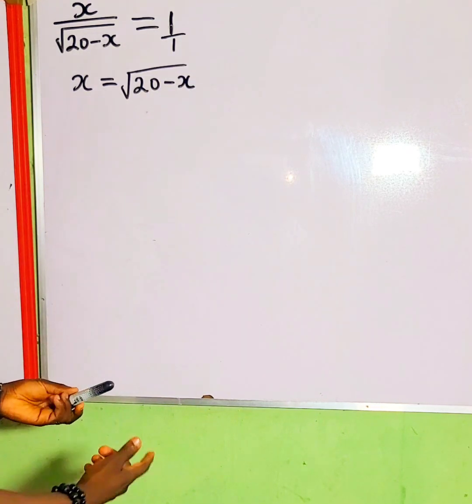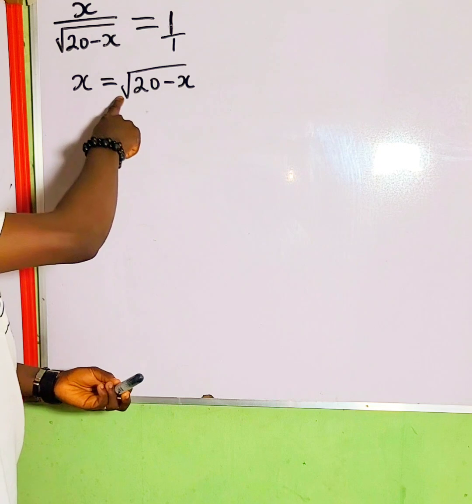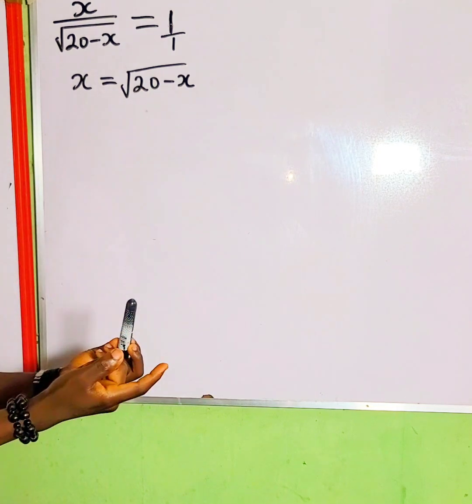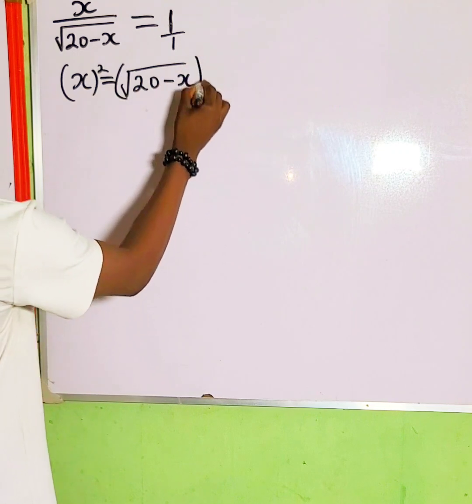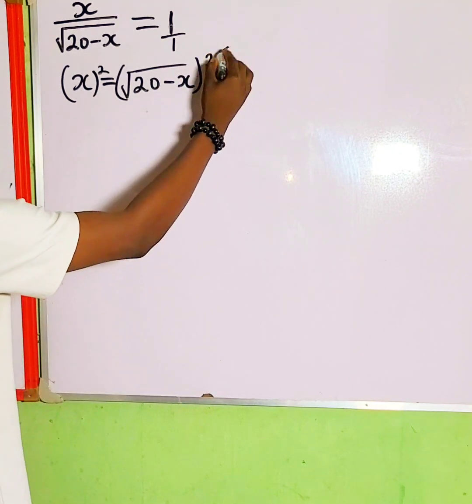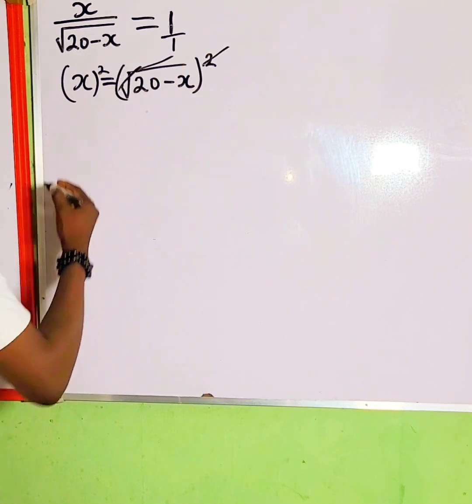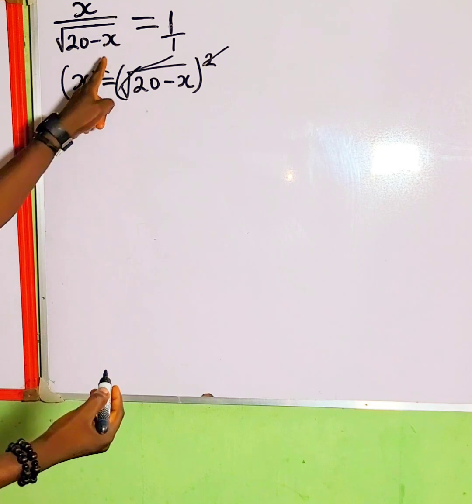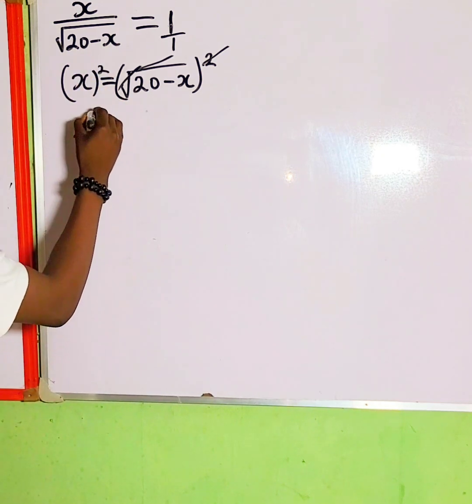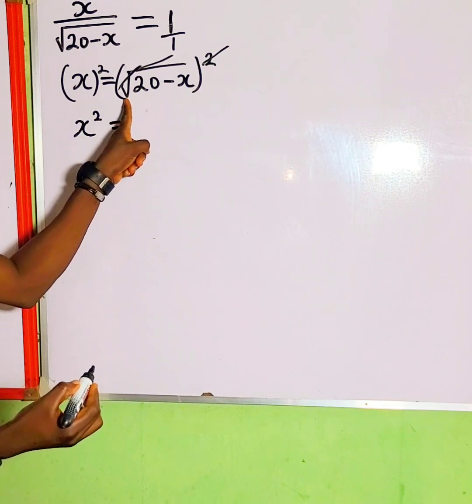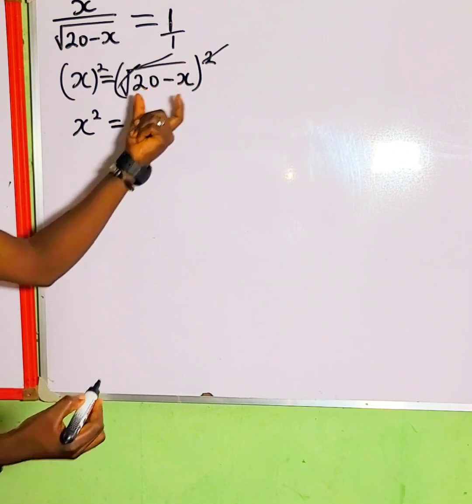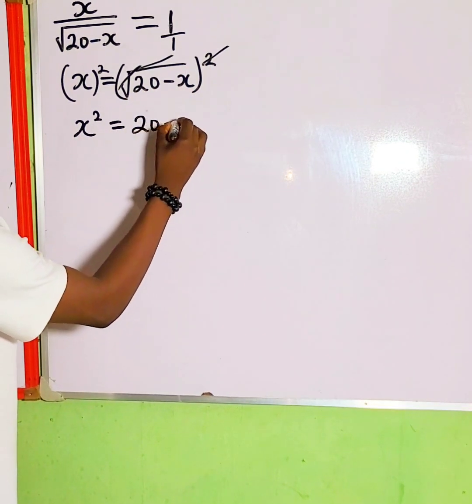Now the next thing we're going to do is to do away with this square root, and to do that we need to square both sides of the equation. So we square the left hand side, then we also square the right hand side, so that this square can eliminate this square root. Then in the left hand side, x to the power 2 is the same as what? x squared, which is going to be equal to, remember, this square root has been cancelled by this square, so it will remain only 20 minus x.